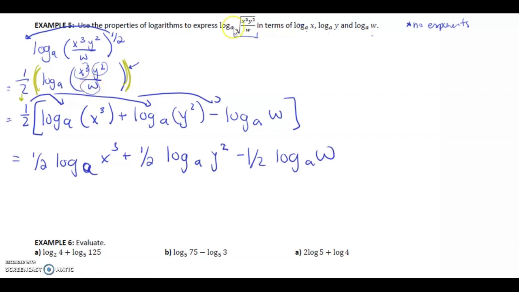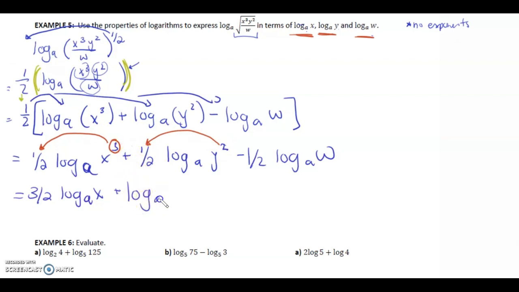Okay, so in the original, we can see that none of these have exponents. So we're going to take this exponent 3 and bring it down and multiply it by the 1/2. So we get 3/2 log base AX. We're going to take this exponent 2 multiplied by 1/2, so that'd be 2/2, which is just 1. So we get log base AY minus 1/2 log base AW. And it's at this point where we're done because we have expressed everything with a log base AX, which is up here, log base AY, which is here, and log base AW.